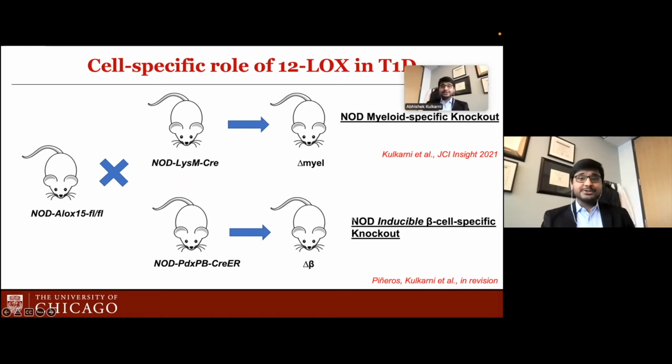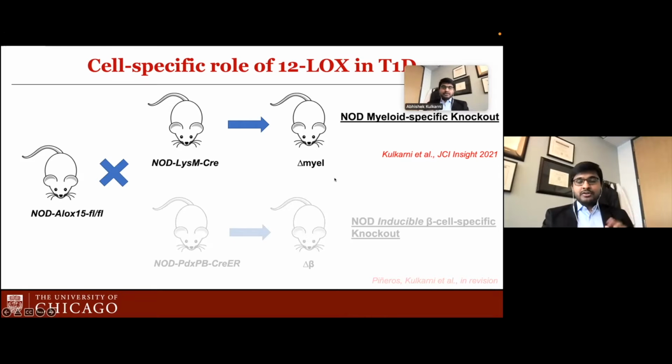Now, in the interest of time, I will only give you the major highlights of this published story with the myeloid cell specific knockout, and then turn my attention to the beta cell specific knockouts. This study is currently in revision in Cell Reports. So first, for developing these delta myeloid mice, we crossed 12-LOX floxed mice on the NOD background with the LysM Cre, thus making myeloid cell specific knockouts of 12-LOX.